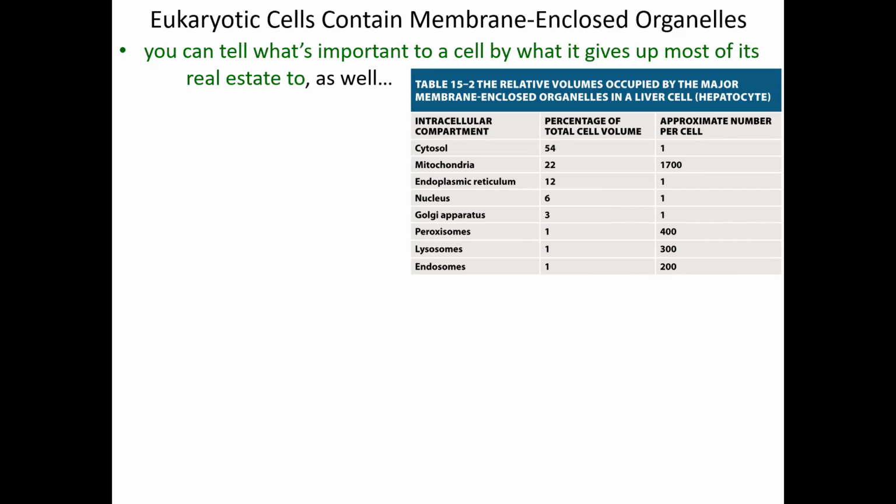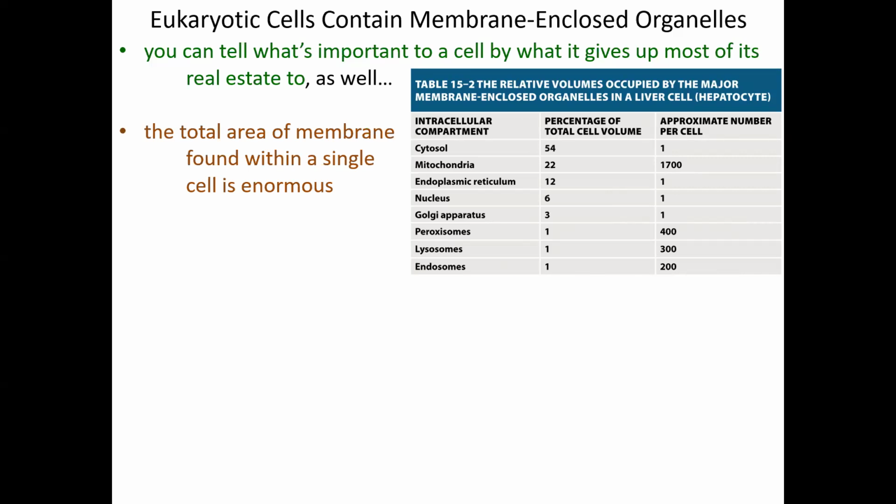And make a note of how many peroxisomes, lysosomes, and endosomes there are per cell. So even with 400, 300, and 200 respectively, that's making up only 1% of the cell volume. That means those organelles are much, much smaller than the others.